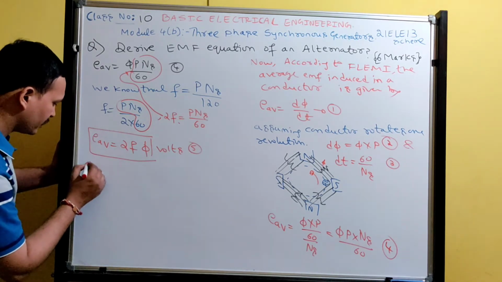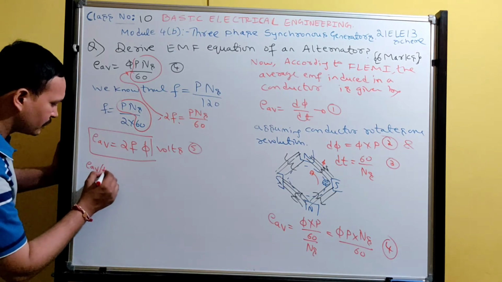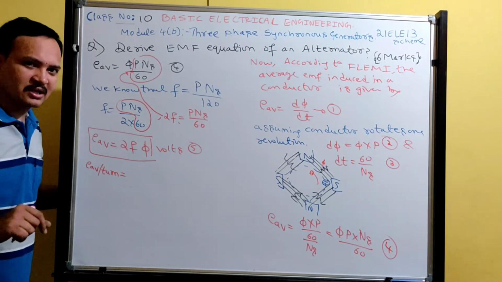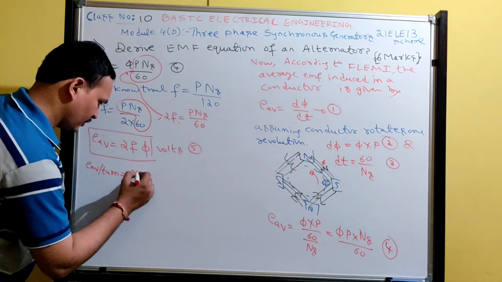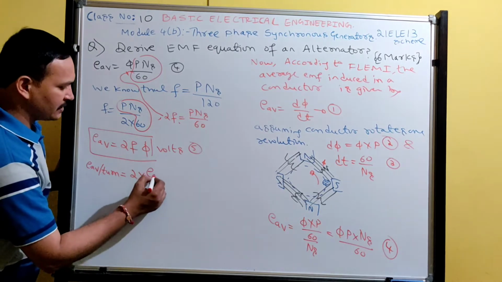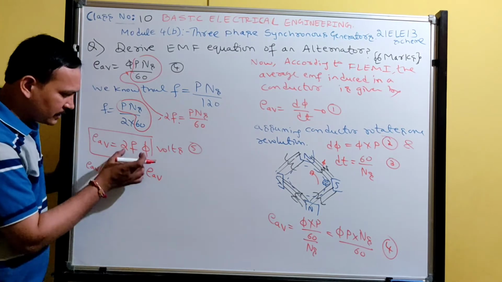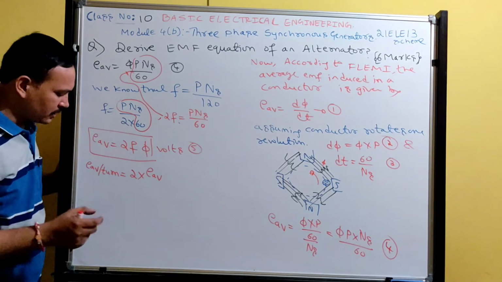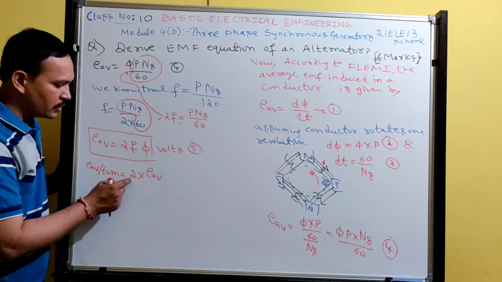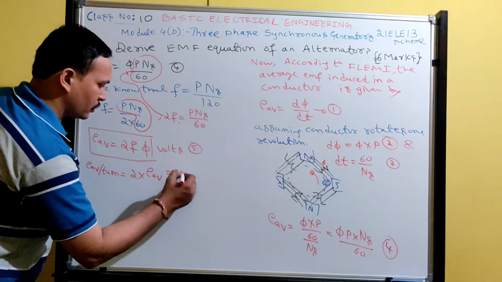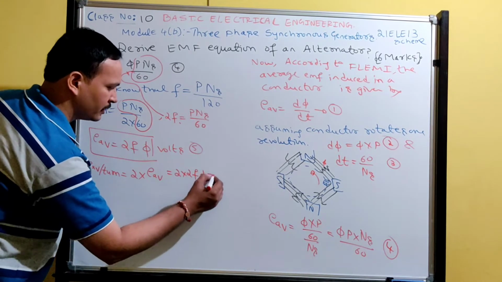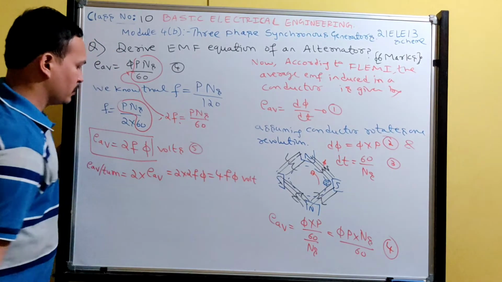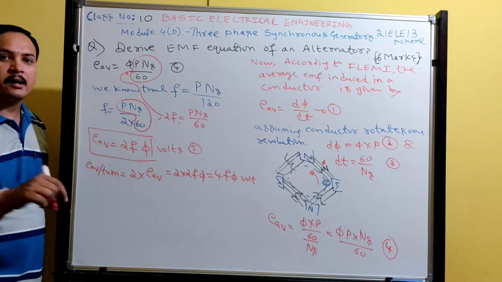Now I am taking average EMF induced per turn. For one turn, how many conductors are required? 2 conductors. So 2 into the average EMF induced in one conductor. In one conductor, this much voltage we got. For one turn we need 2 conductors. Therefore, you will get average voltage per turn 2 into EAV. What is that? 2 into 2F pi, that becomes 4F pi volts. This is the average voltage per turn.